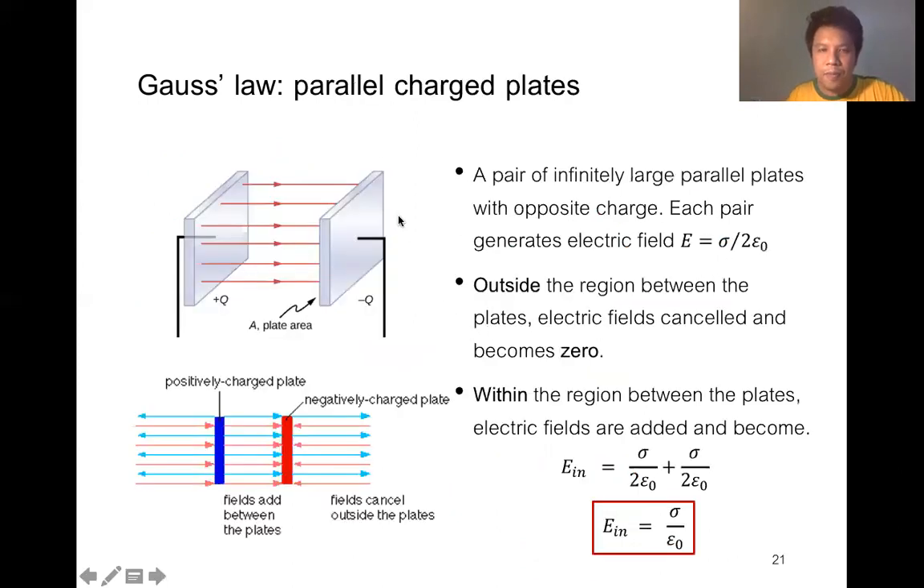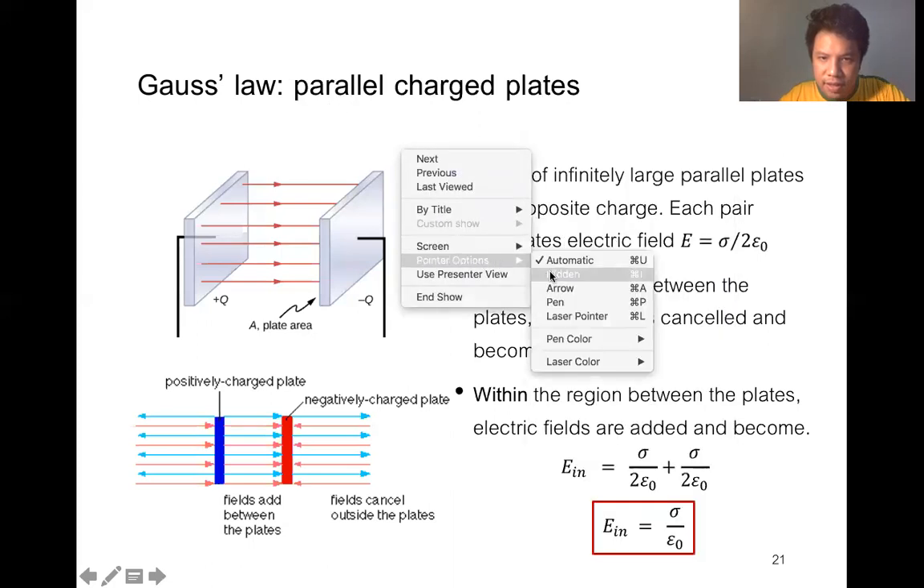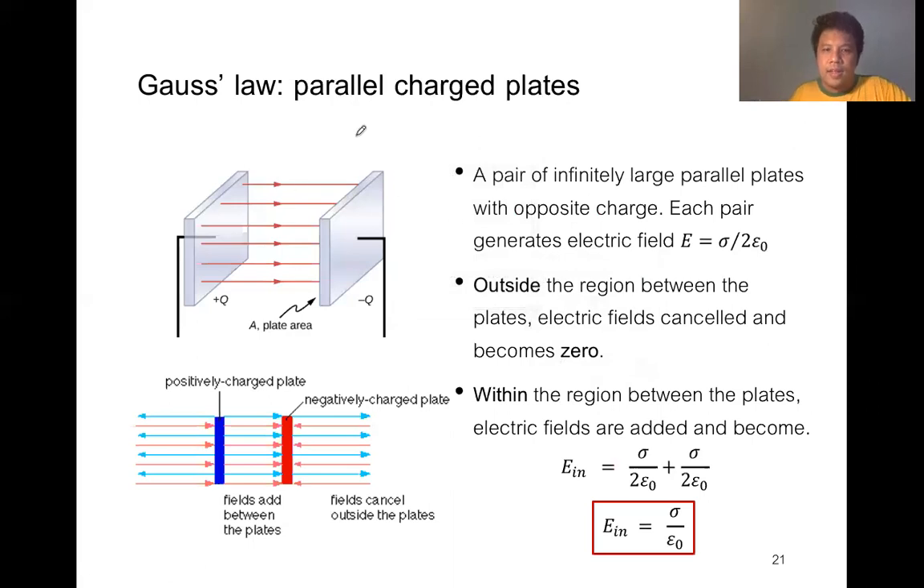Okay. Then, let's consider the case of parallel plates. If I bring a plate with positive charge on it, it generates an electric field in this direction. So I can say that if this plate has a charge density of sigma, the electric field would be sigma over 2 epsilon 0 from Gauss's law.